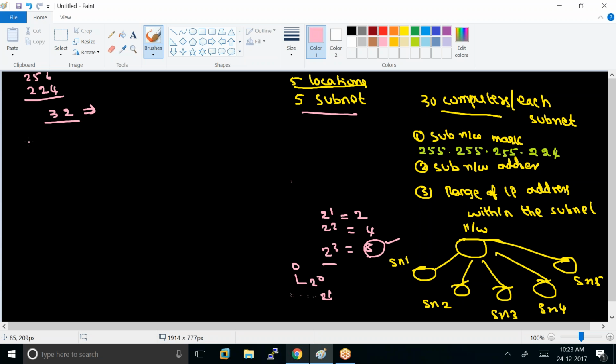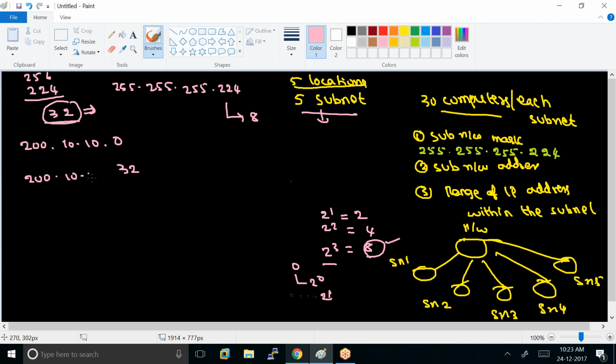Your first subnet address is 200.10.10.0. This is class C. So how many subnets can we have? If we borrow 3 bits, this is our mask, 255.255.255.224, and we can have 8 subnets. This is our subnet 1. For the second subnet, you want to add 32. Every subnet will be 32 apart. This is your second subnet.